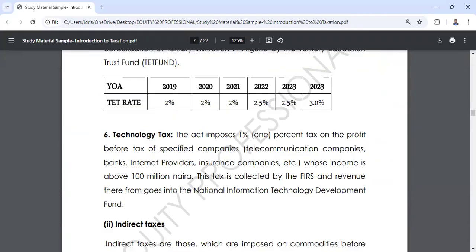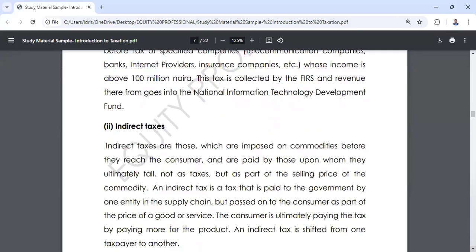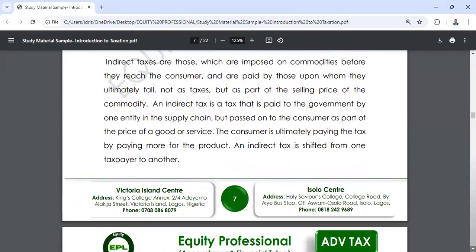Indirect tax is the second classification according to incident. What is indirect tax? Indirect taxes are those taxes imposed on goods and services, and they are the taxes borne by the final consumer. It is the final consumer that pays indirect tax.